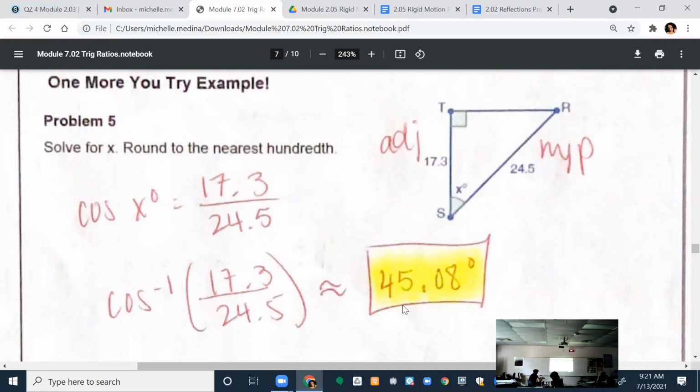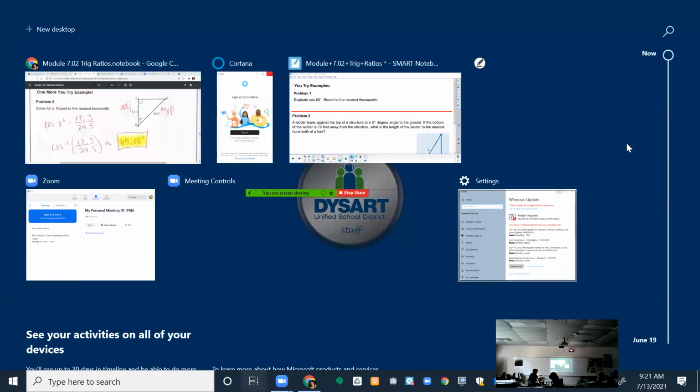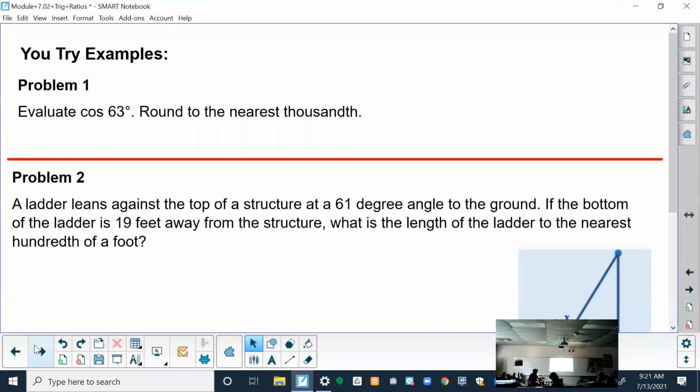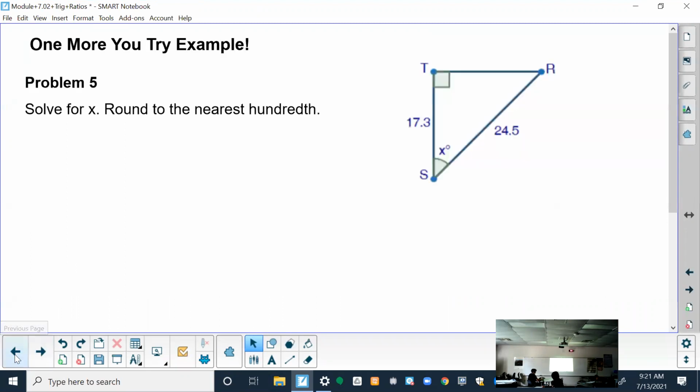All right, bear with me for about 9 more minutes, and I'll let you take another little break. But for 9 more minutes, we are going to talk about tangent. All right, so now tangent.